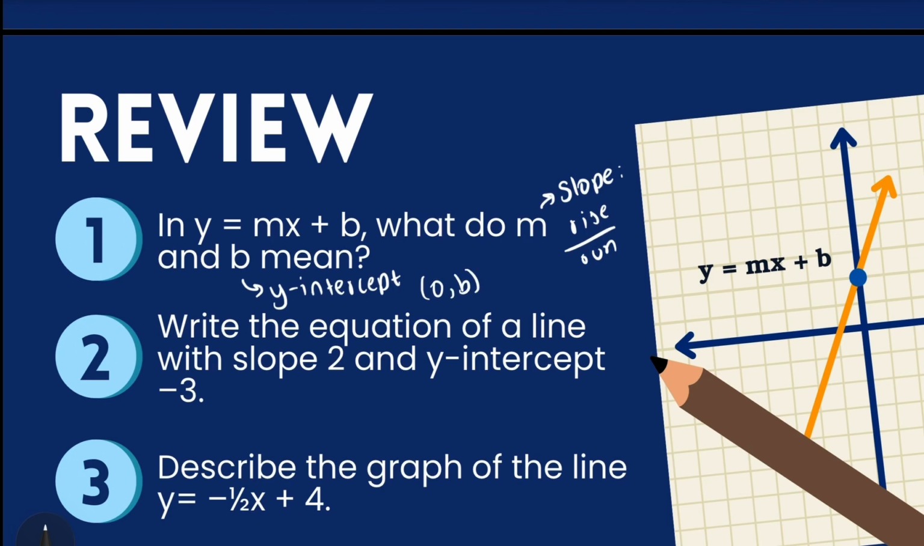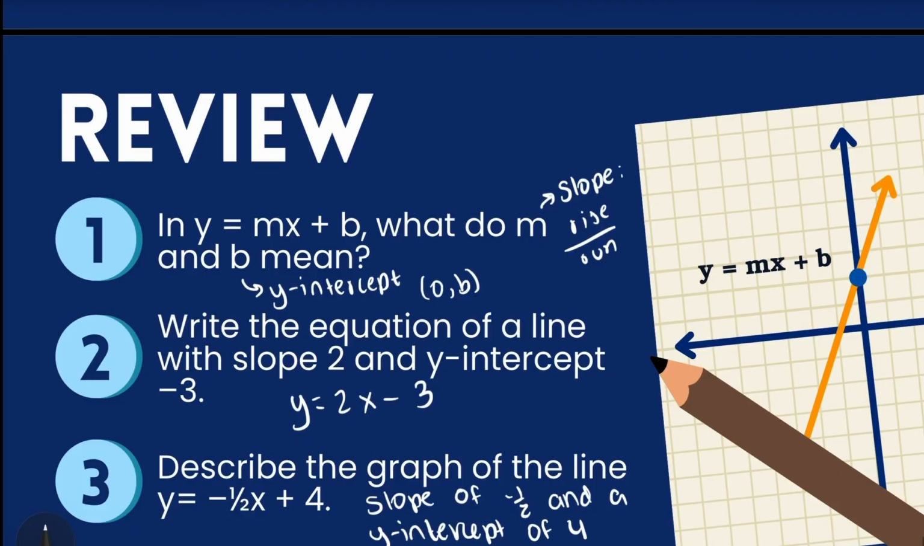Now, if they were to ask, write the equation of a line with a slope of 2 and a y-intercept of negative 3, we would simply plug this in as y equals 2x minus 3. And then finally, describe the graph of the line y equals negative 1 over 2x plus 4. Well, I know that this line has a slope of negative 1/2 and a y-intercept of 4. And that's it.